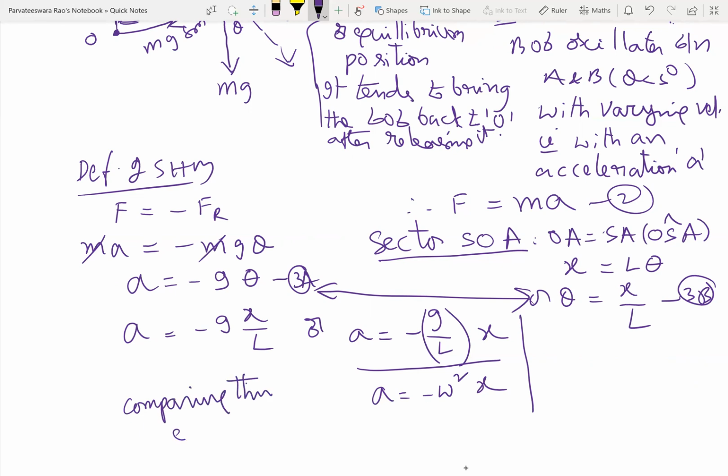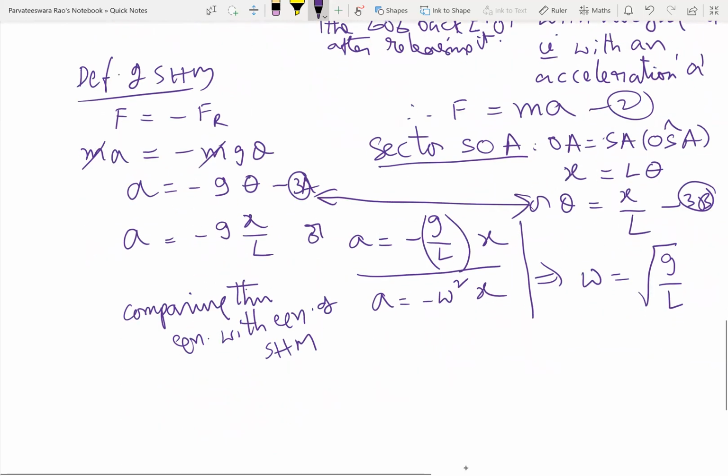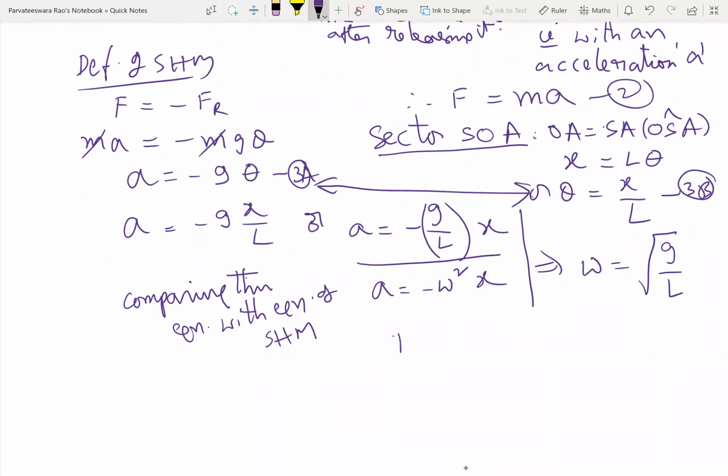So comparing this equation with the equation of SHM implies omega is equal to root of g by L, correct? Yes, sir. Now, T is equal to 2 pi by omega.